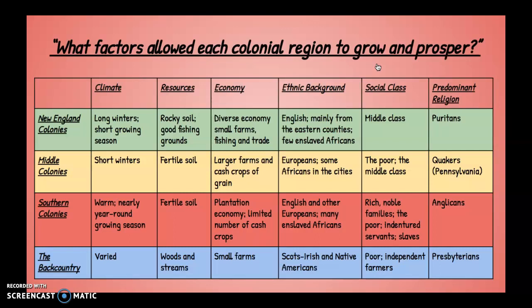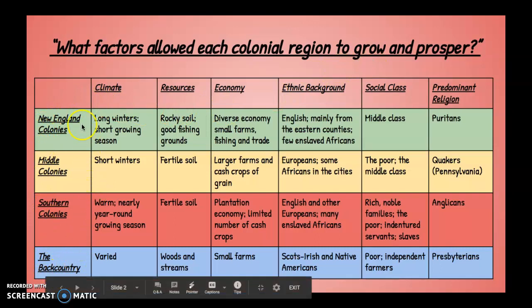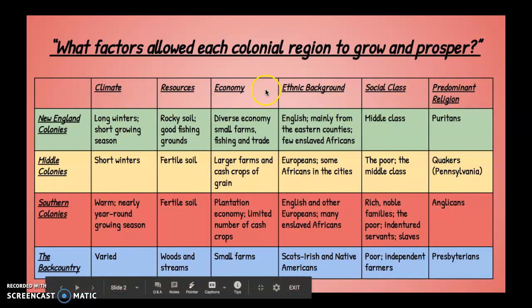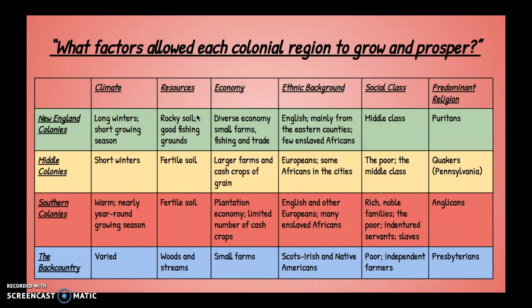On this slide of our presentation, it shows you the main question we were trying to make sense of last week: what factors allowed each colonial region to grow and prosper. In your quarter one notes, you were writing down all of those colonial regions: New England, Middle, Southern, and the backcountry. And then you were recording all of these factors and the research and the details and the info. That's where you ended off last week.